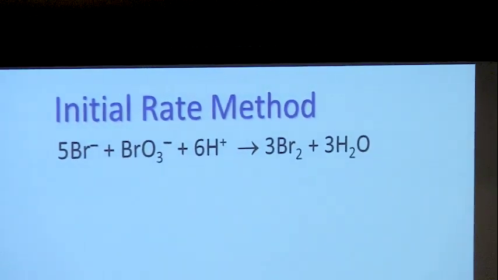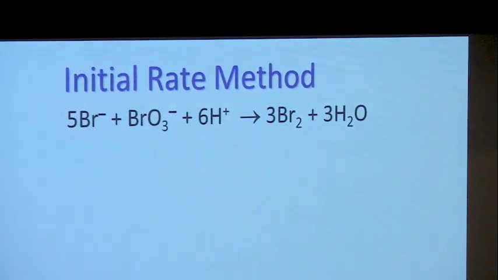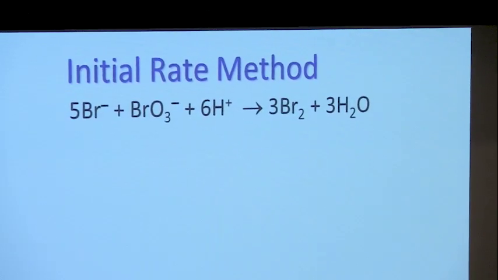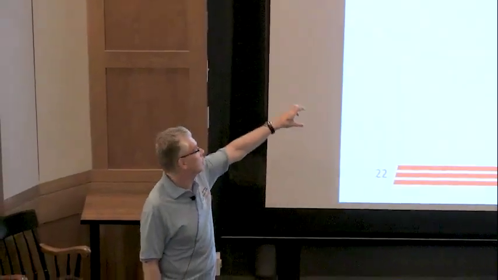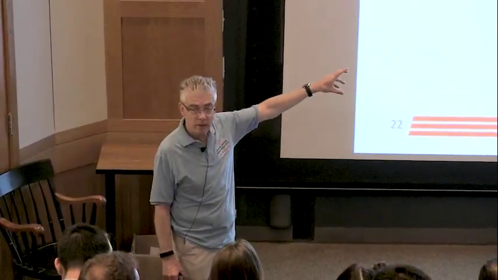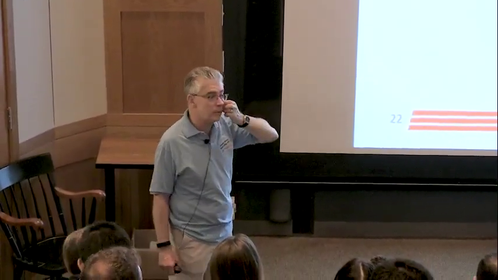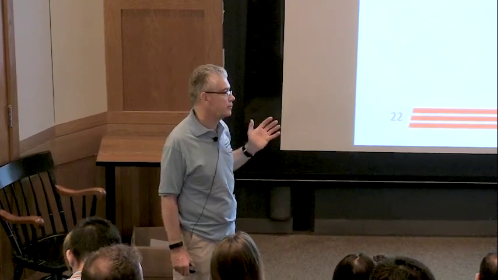But say we have this complex reaction, 5Br minus plus BrO3 minus plus 6H plus. How do we get the rate law for this reaction? How do we get rate is equal to rate constant times the concentration of Br minus to the power of 1, BrO3 minus to the power of 1, and H plus to the power of 2? How do we get that?